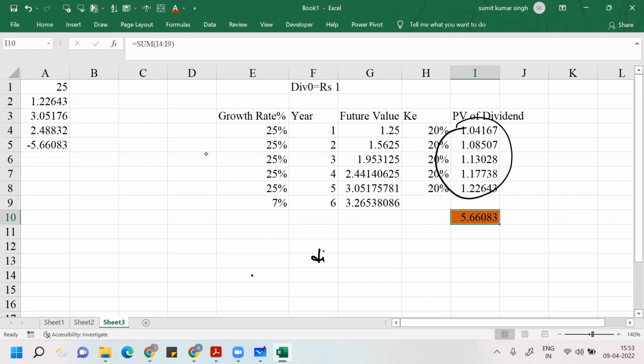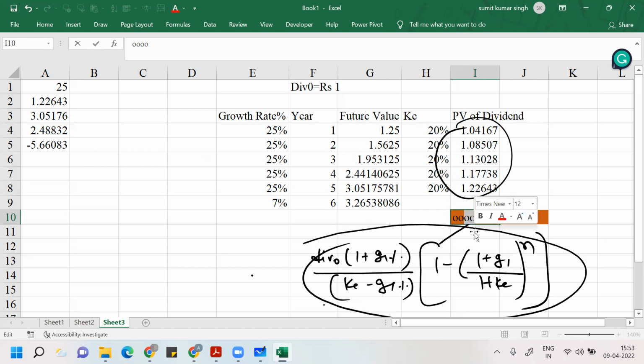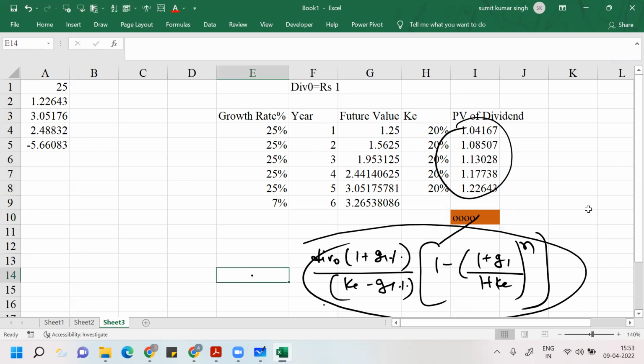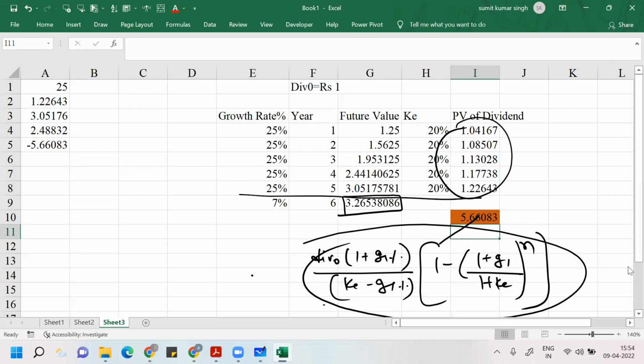That formula which I told you, DIV naught into 1 plus G1 by KE minus G1, into 1 minus (1 plus G1 divided by 1 plus KE) to the power N, would give you this value. Yes. Sir, the last one, the 6th year, 7%? The sixth year I will not do, because from the 6th year we have constant growth rate. So we just did the calculation of supernormal growth rate.